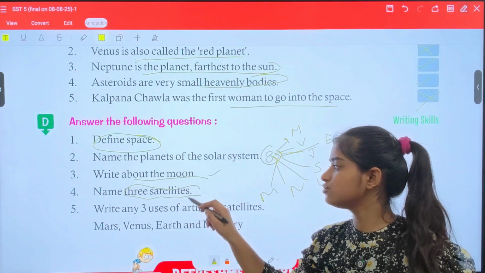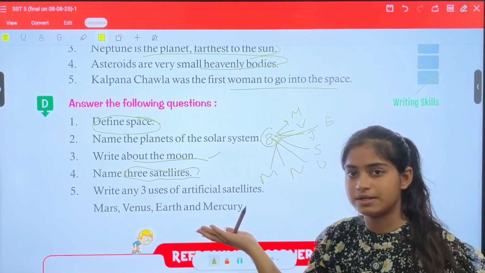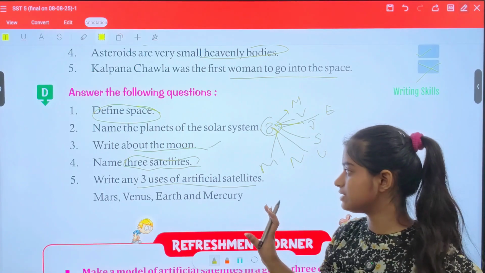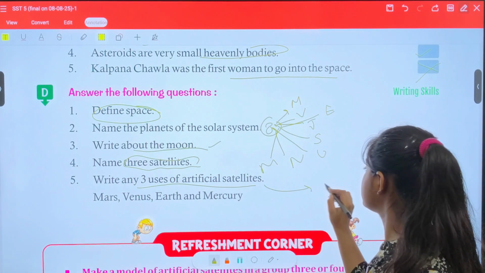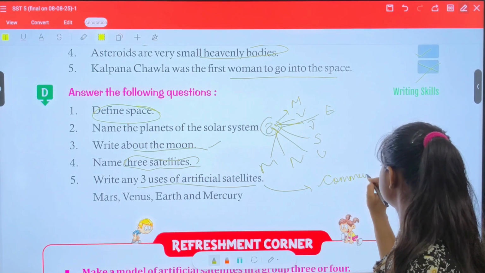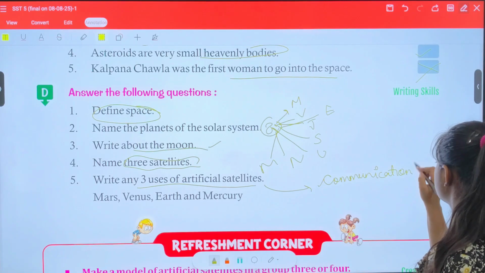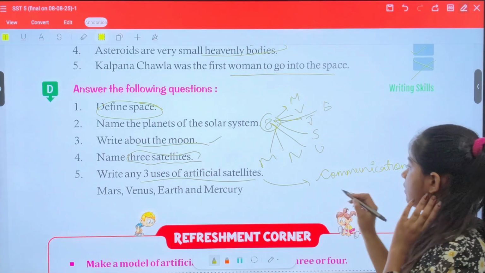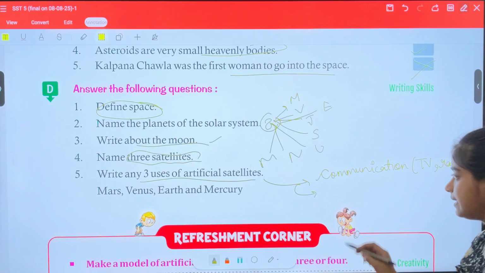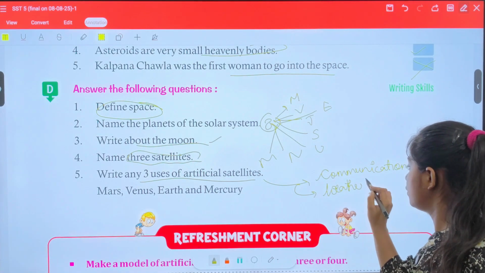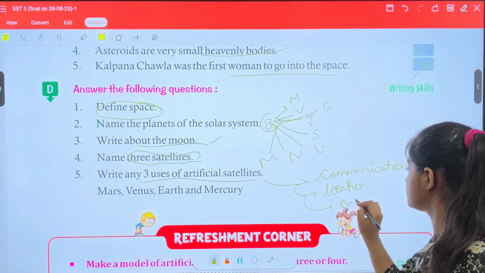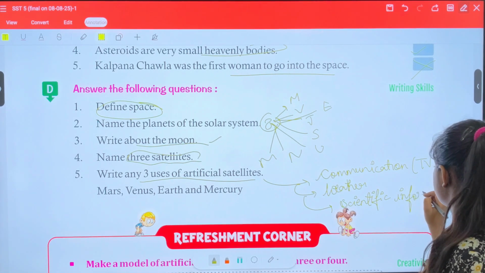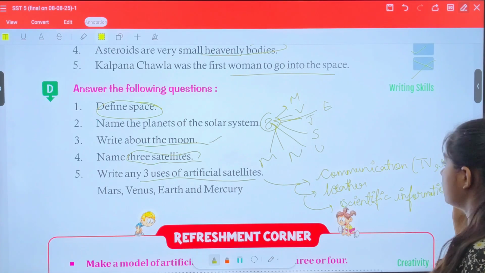Name any 3 satellites. So write any 3 satellites. First is the Moon, second is Aryabhatta, and mention a third one yourself. Write any 3 uses of artificial satellites. First, you can mention that it helps in communication, like TV, radio, etc. Second use, you can write weather information. Third is scientific purpose. So all these you can mention.